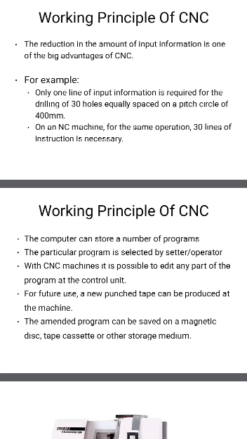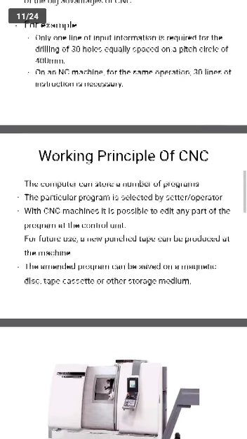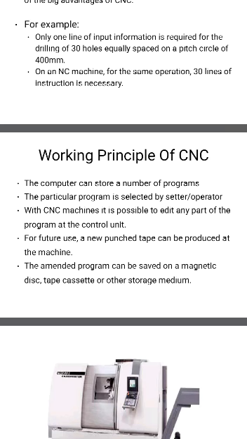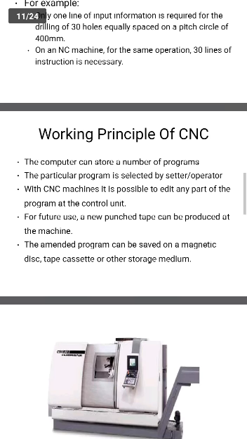Next, the information for each operation is fed from the control unit to the motor. So from the control unit to the motor, the information will be passing. In this way, the working of CNC works. Next, for future use, a new punch tape can be produced at the machine.